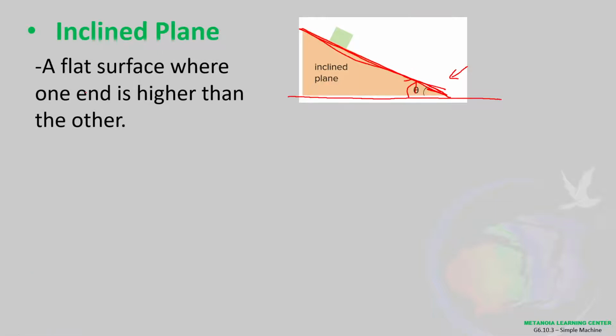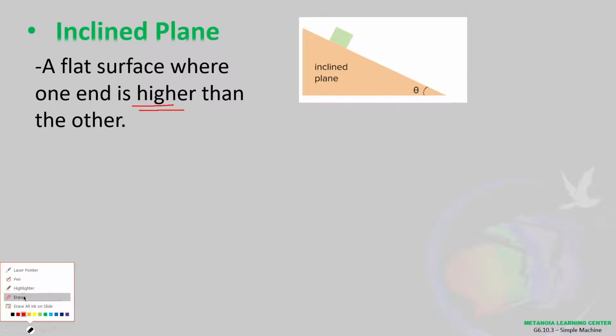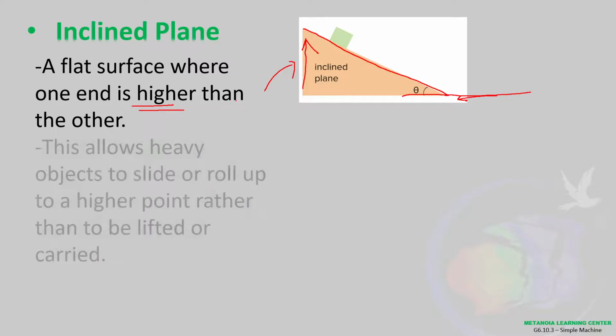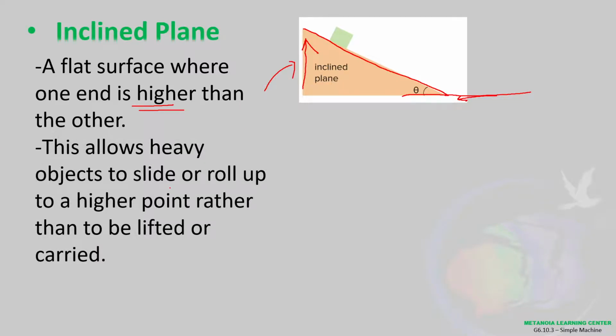Okay, so a flat surface where one end is higher than the other. So ito na yung basic illustration. It is a flat surface which is referred to this line, in which one side is higher compared to the other, which is flat sa horizontal surface. Okay. This allows heavy objects to slide or roll up to a higher point rather than to be lifted or carried. So, anong ibig sabihin niyan?